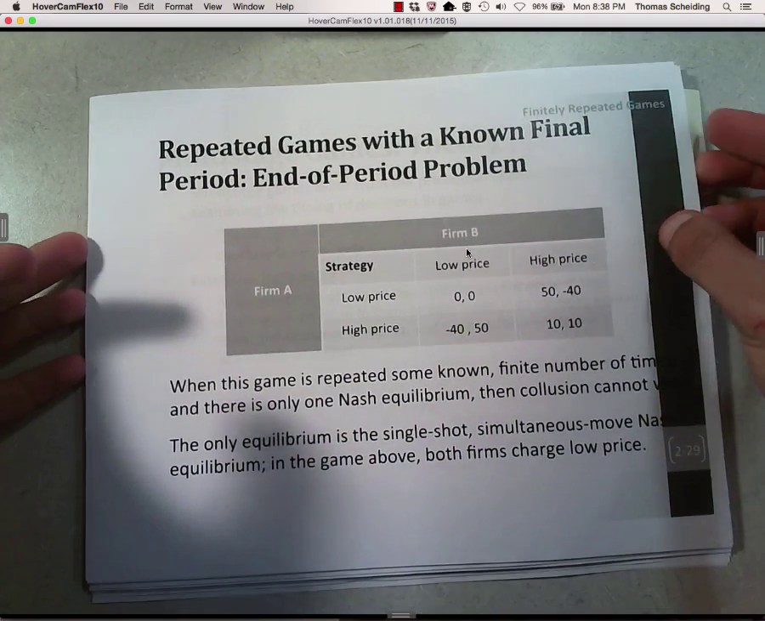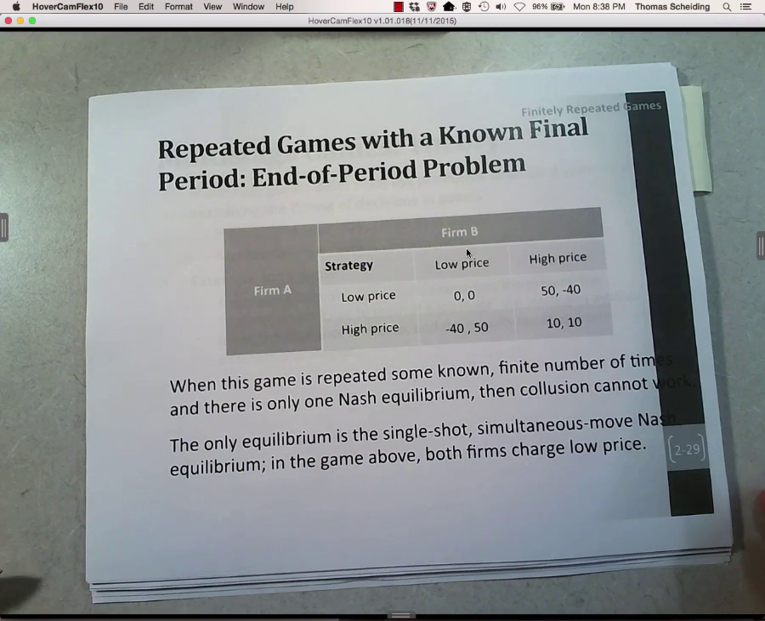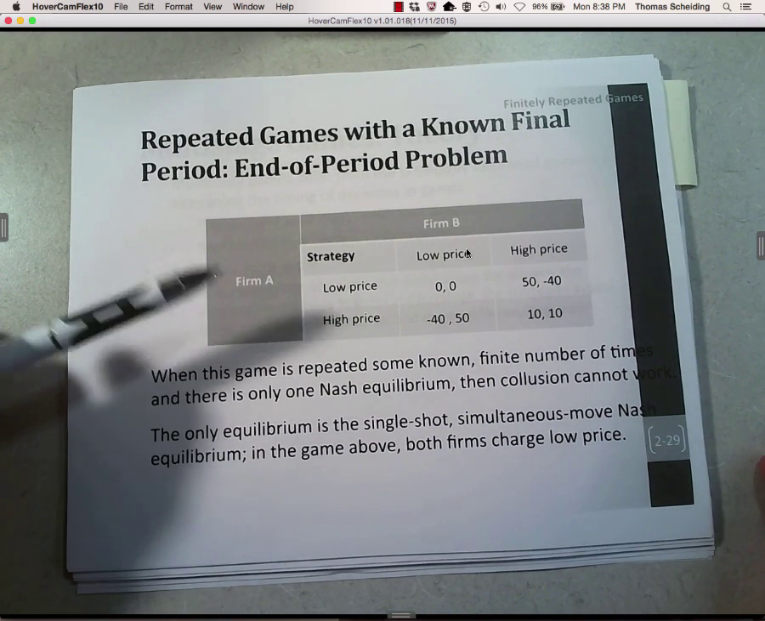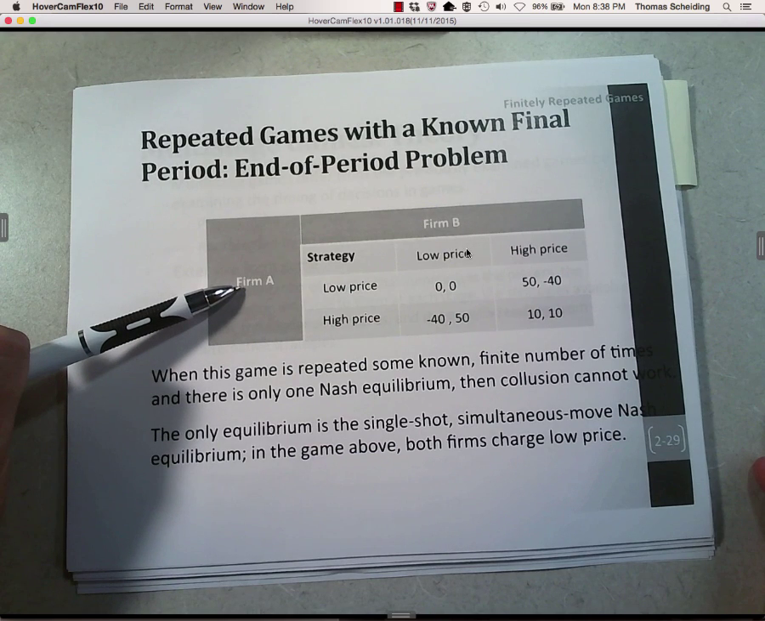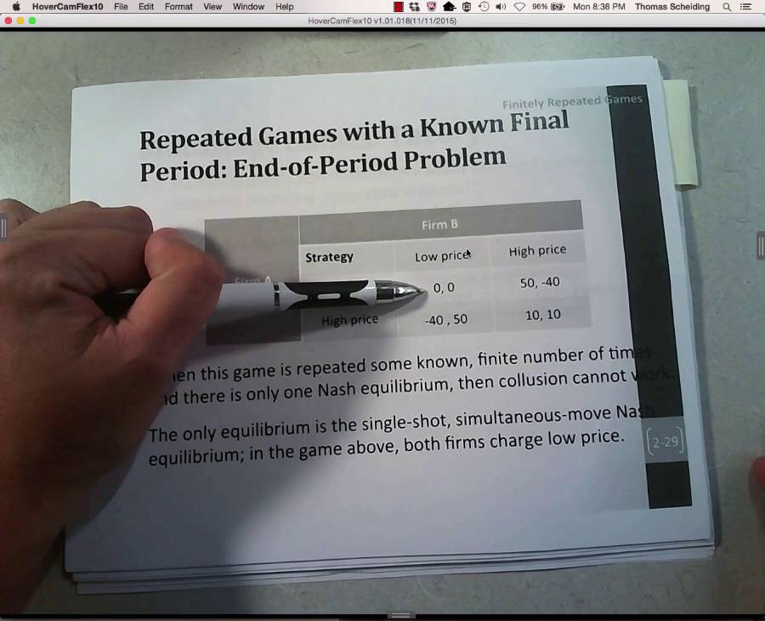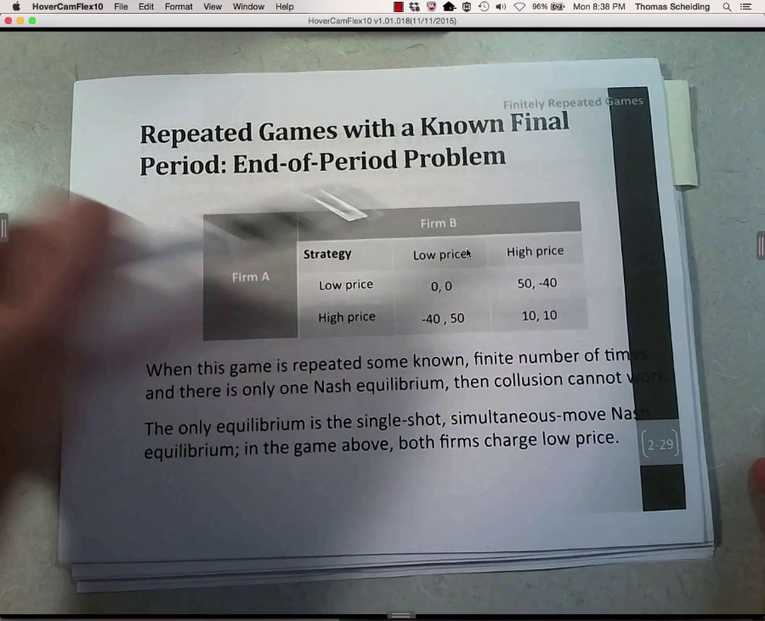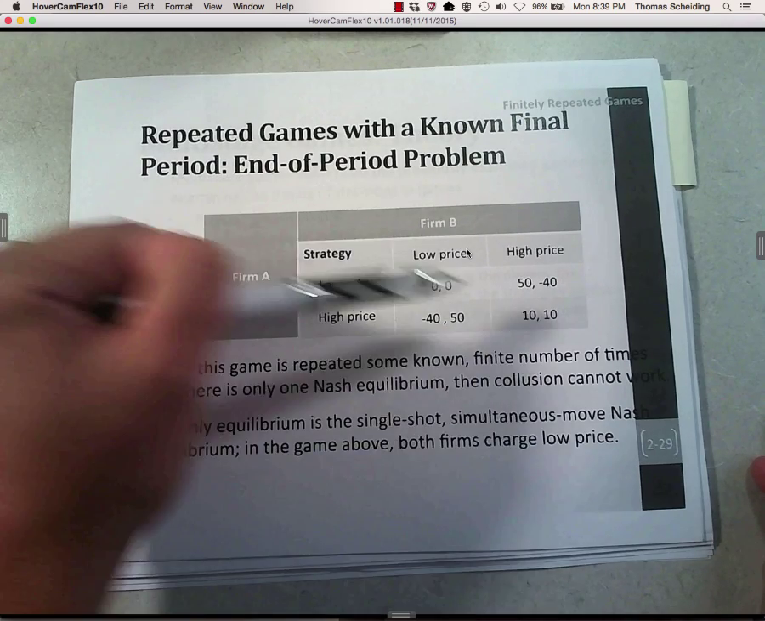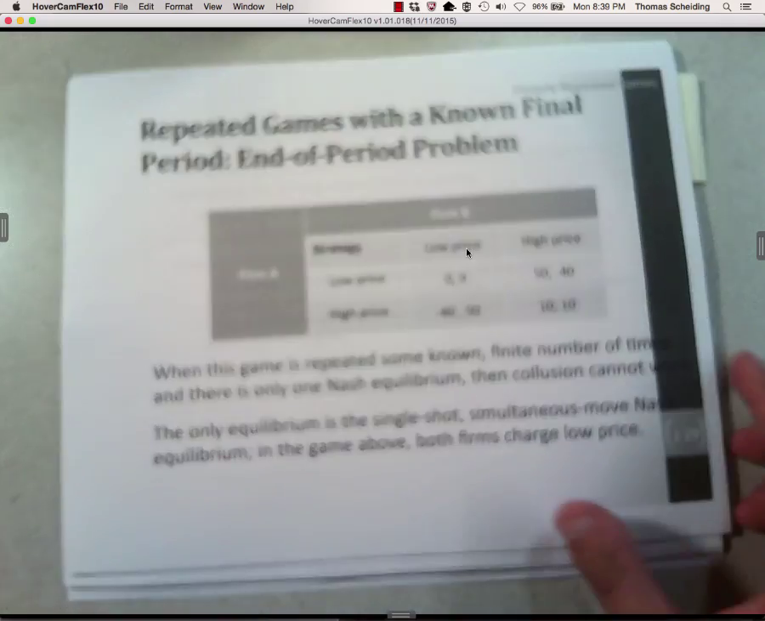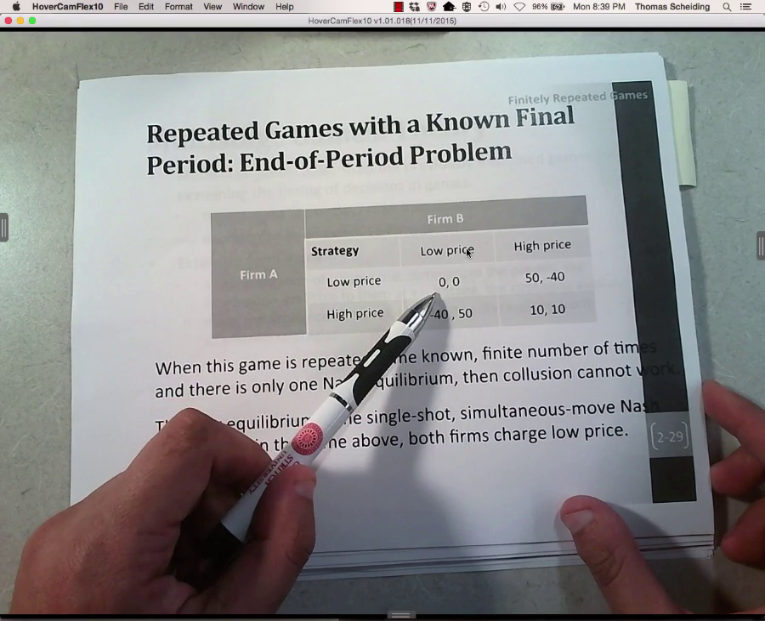Now, what if I know how long the game is going to last? Then we're going to end up at the Nash equilibrium almost right away. And that Nash equilibrium is going to be that I immediately go to the low price, low price. I'm not even going to end up here because I already know that the game's going to end. And as I get closer and closer to that last game, I'm going to see that defection. So I'm just going to start right here, right away.